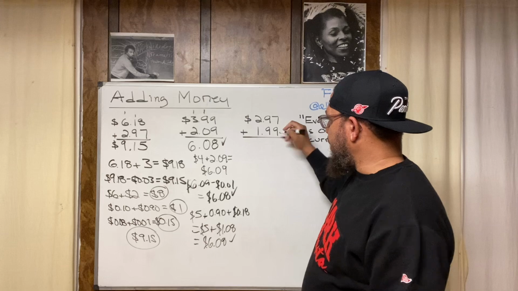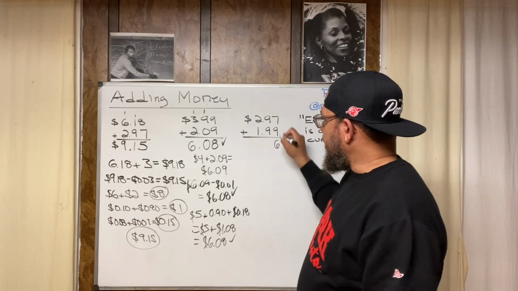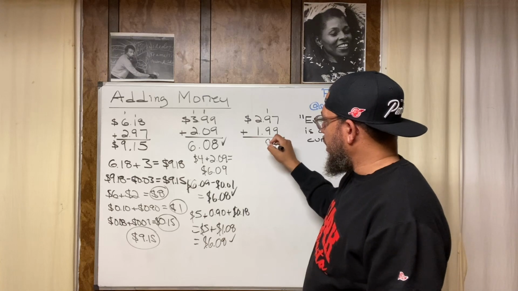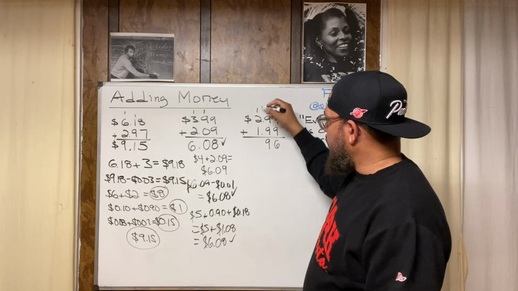All right, so 7 plus 9 is 16. Write the 6, carry the 1. 1 plus 9 is 10. 10 plus 9 is 19. Write the 9, carry the 1. 1 plus 2 is 3.